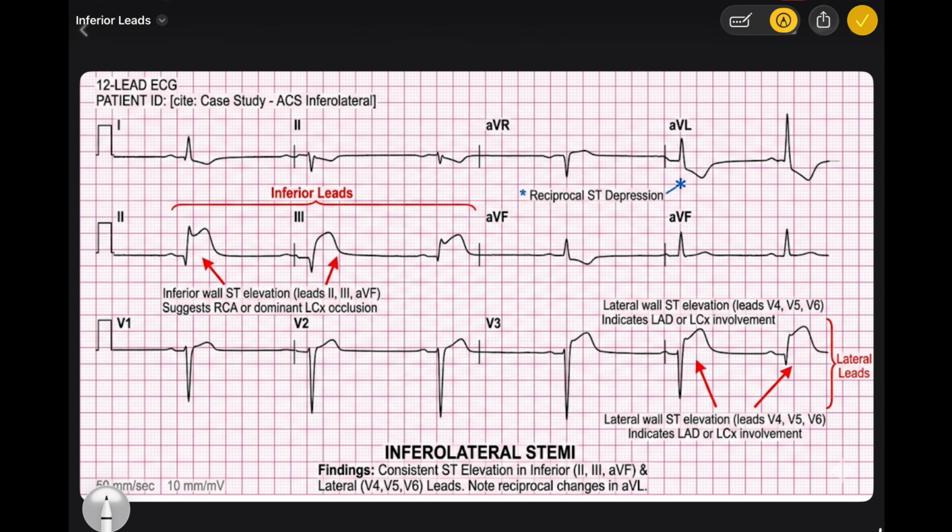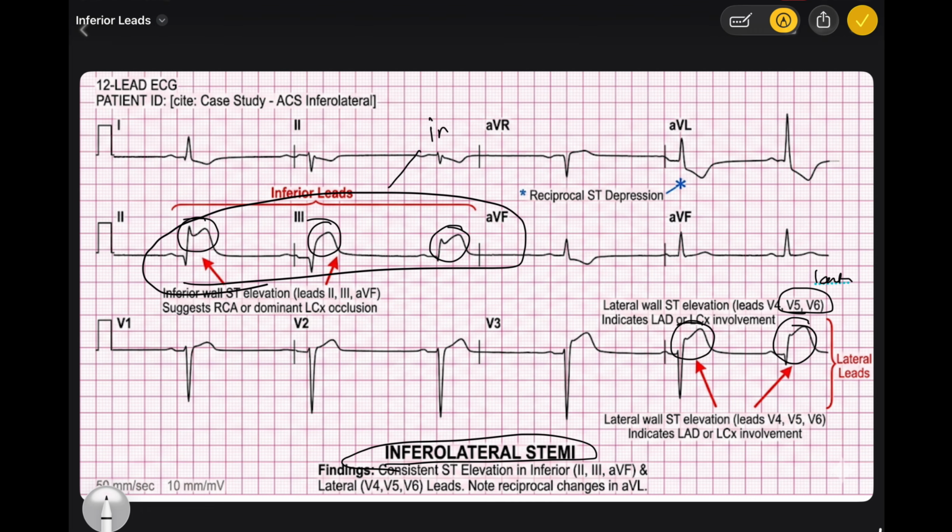In this ECG, you can appreciate the ST elevation in the second lead, the third lead, and also in AVF. So we can say this ECG shows an inferior wall MI. But if you observe V5 and V6, there is also ST elevation. So what do we call it? We will consider it an inferolateral STEMI. V5 and V6 are considered the lateral wall, and 2, 3 and AVF the inferior wall.